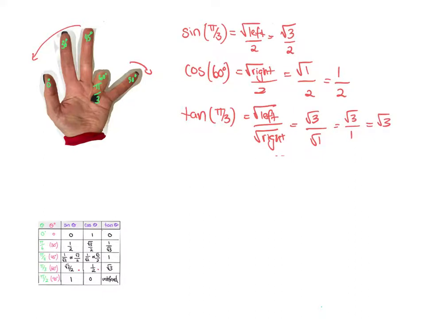Okay, and let's do the last one. Actually, I'm not going to do the last one because I find it hard to put my little pinky down, but the last one's very easy because of the unit circle.